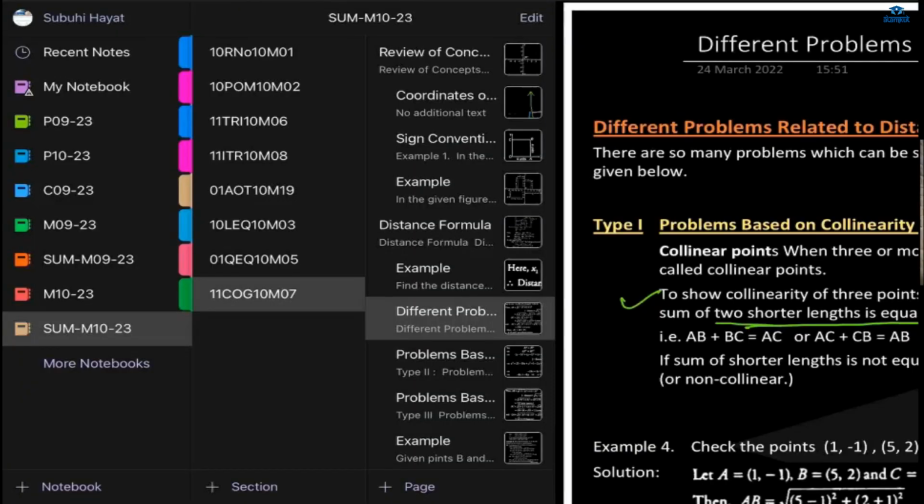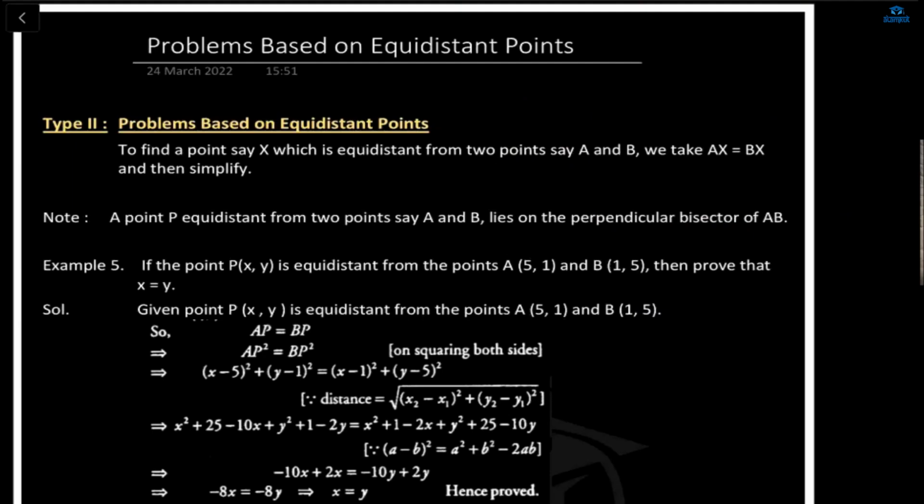No, ma'am. Okay, now problems based on equidistant points. We have seen a problem based on collinearity. Now we will see a problem based on an equidistant point. Sometimes it is given that a point is equidistant from A and B. So how can we solve this? We have to find a point, say X, which is equidistant from 2 points, say A and B. A given point is there, but you have to find out the coordinates of this point.